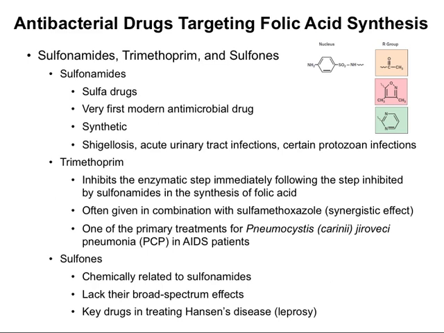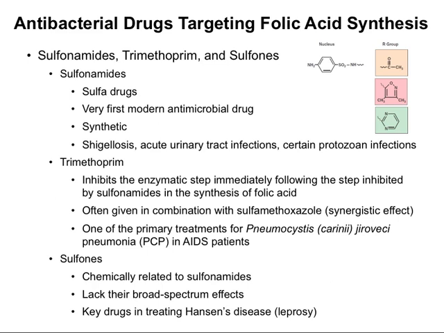You recall that they're often used in a synergistic fashion. So trimethoprim inhibits the second enzymatic step. One of the primary treatments for Pneumocystis jirovecii, or Pneumocystis carinii pneumonia, or PCP, that's found in aged patients, is trimethoprim. Sulfones are yet another class targeting folic acid synthesis.